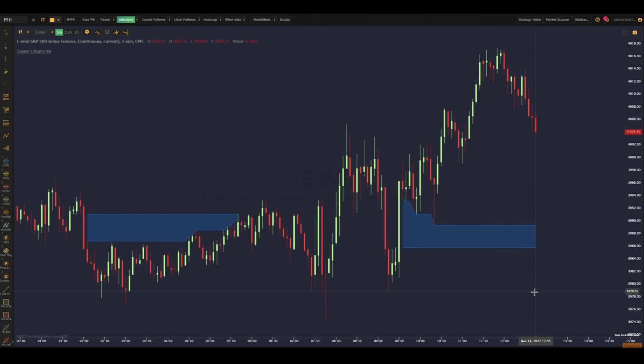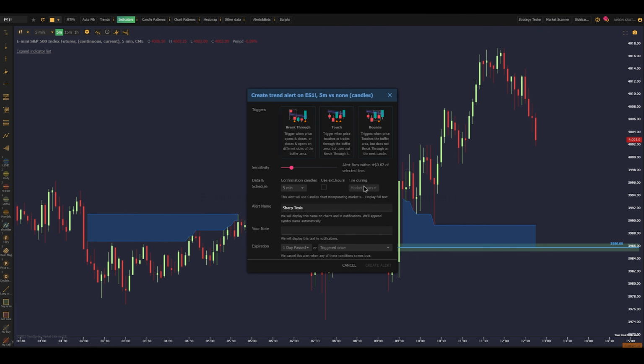And since we know that price likes to retest these areas, it might be advantageous to know when price arrives at them. If you'd like to create an alert on one of these fair value gap levels, just use your horizontal line tool, put it at the level, right click, say create alert, and go through your prompts.